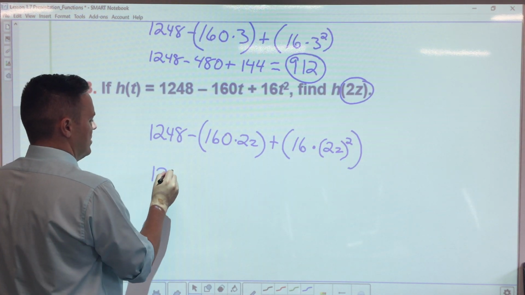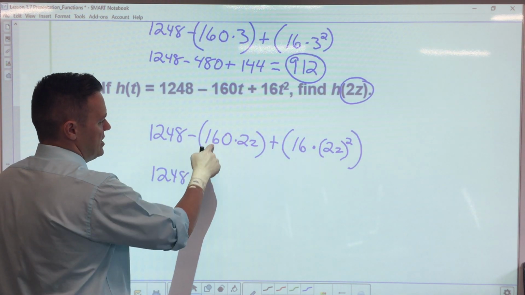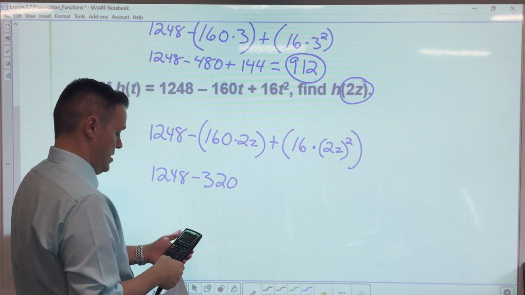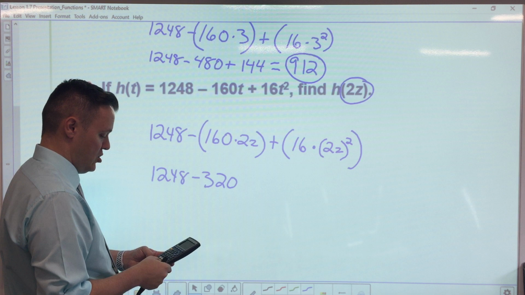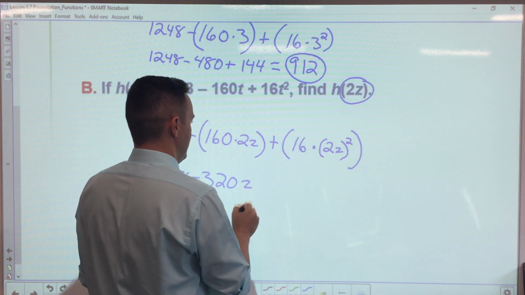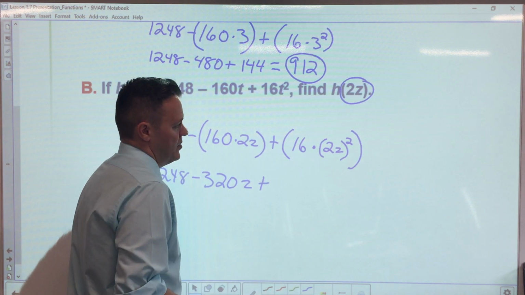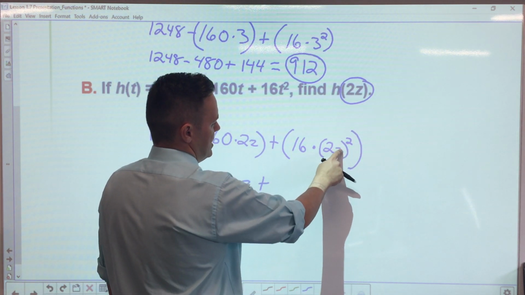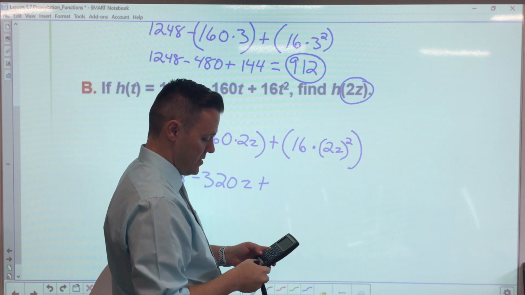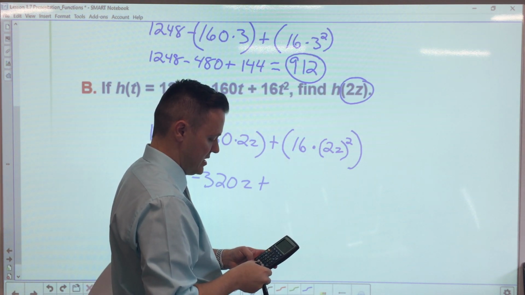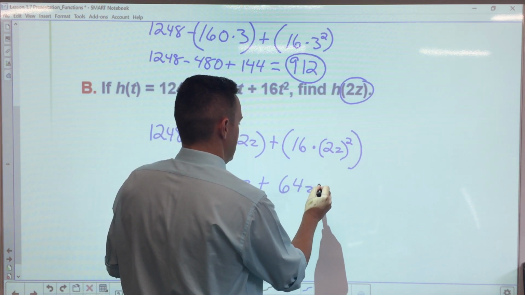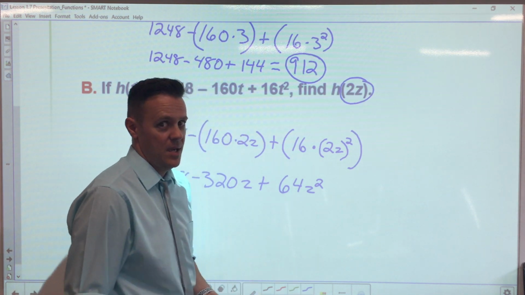1248, can you do anything to that? Nope, it's not going to change. All right, minus, what is 160 times 2? Is actually 320, is that right? Make sure I'm not, times 2, not squared, times 2, yep, 320. 320z plus 2 squared and z squared. So what is 2 squared? 2 squared is 4. So it would be 4 times 16, which is 64z squared. How about that?